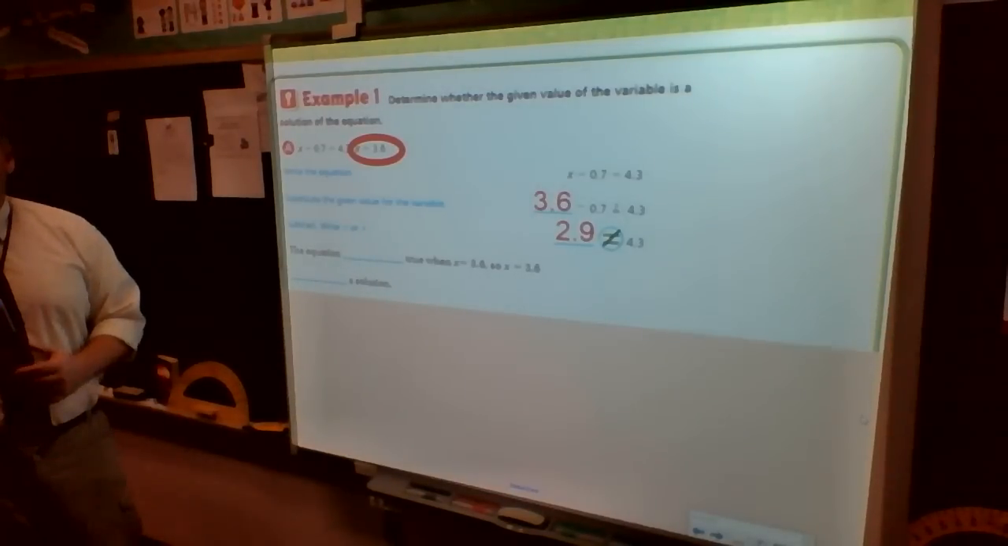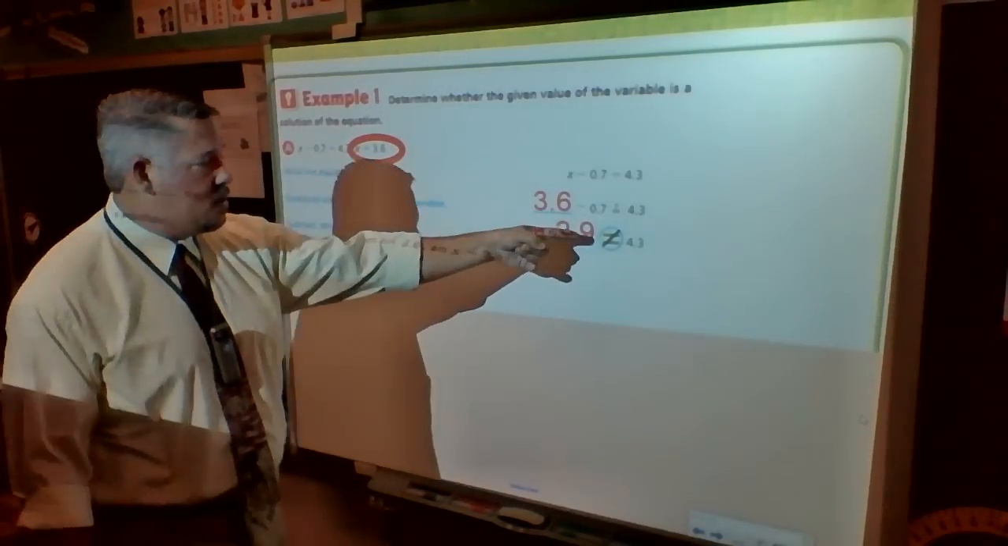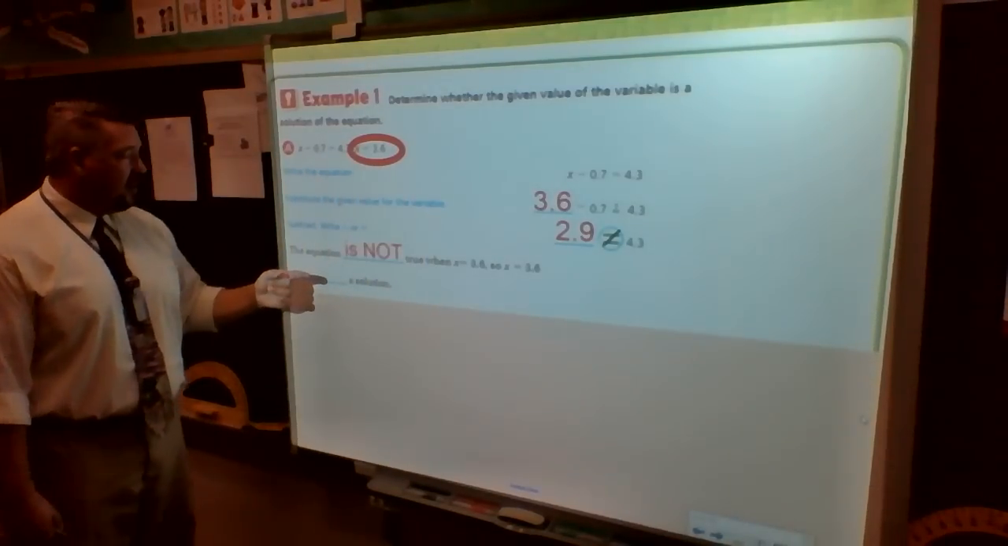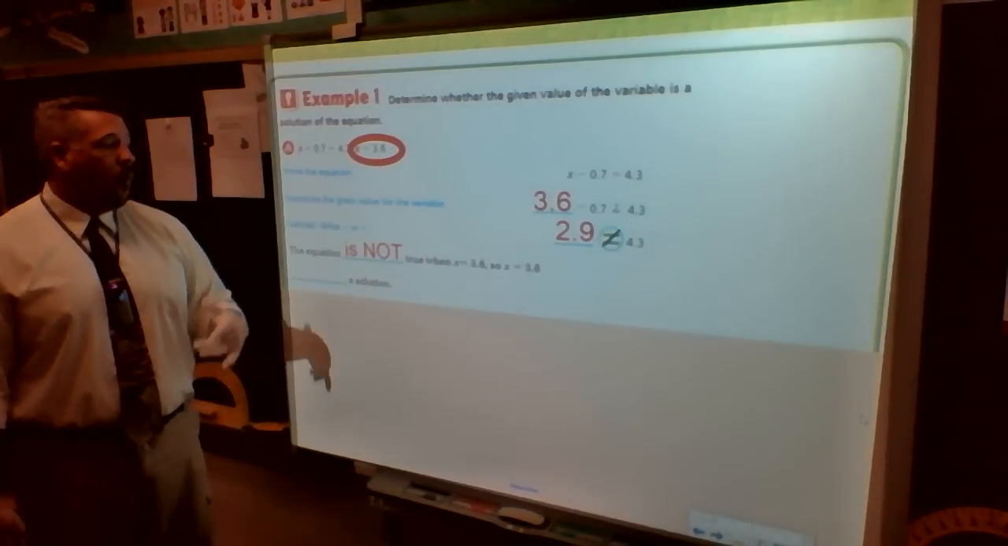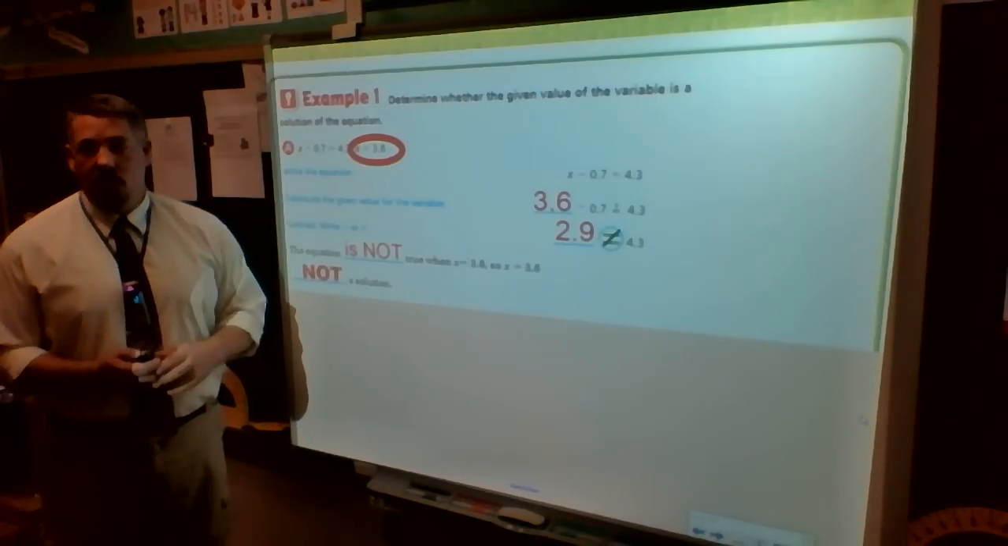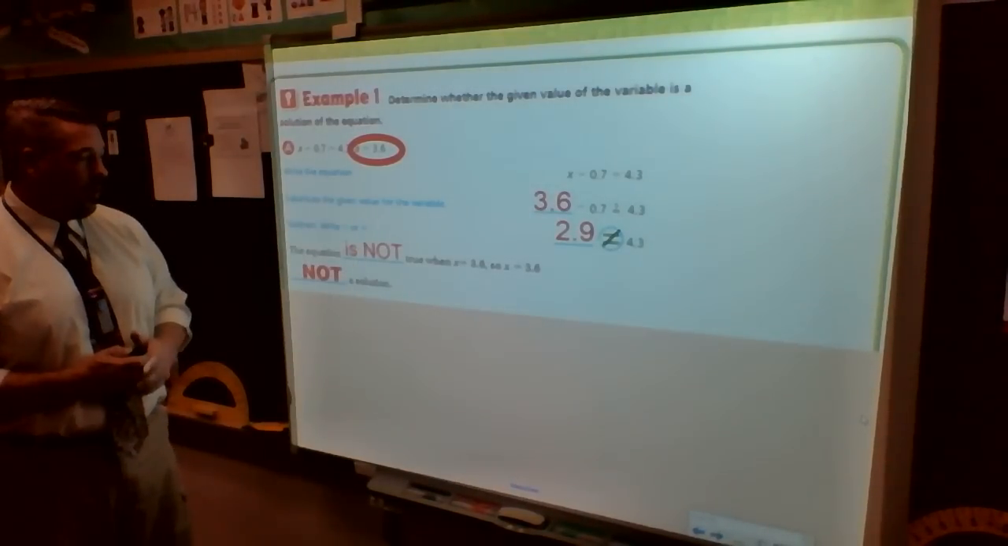So then the question is, is it going to be equal or is it not going to be equal? Well, they're not the same numbers. So we get that slashed out equal sign, which just means that it's not equal. So the equation is not true when the x is equal to 3.6. It's not a solution for the problem that we were given.